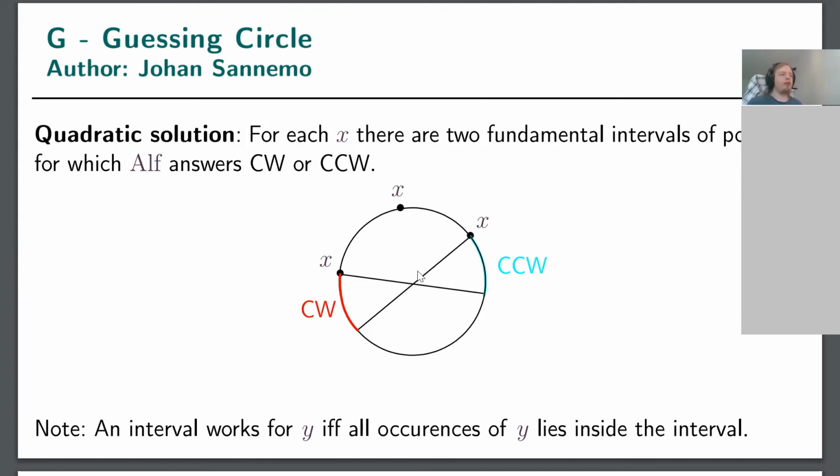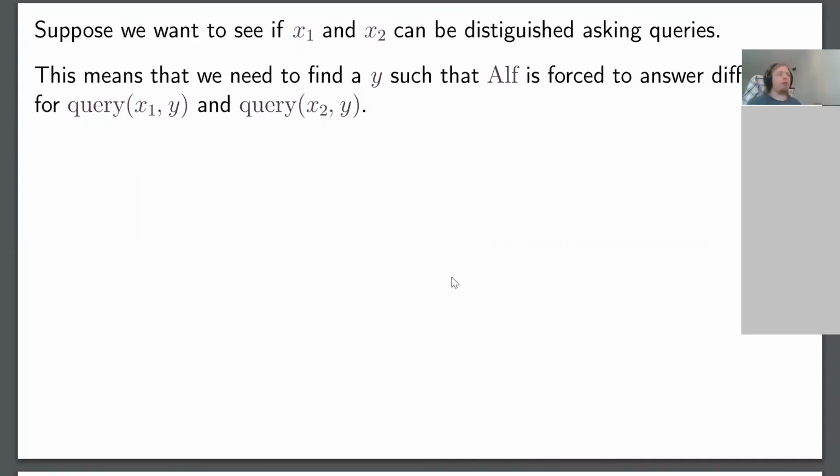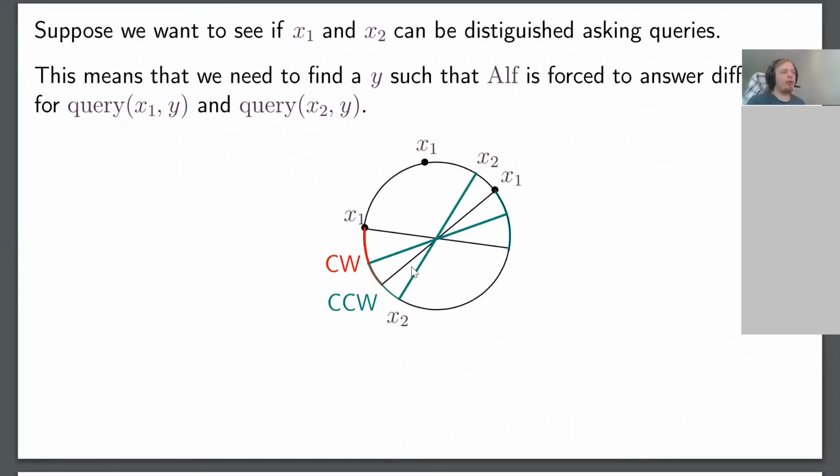Okay, so we have these intervals here. Let's think about the x1, x2 I was talking about before, now in terms of these intervals. I tried to draw a figure here, with the old figure before. There is this interval, where you are forced to answer clockwise if you ask the query x1, y. Under it, you have an interval for some x2 I've drawn, and inside of this interval, you're forced to answer counterclockwise for x2.